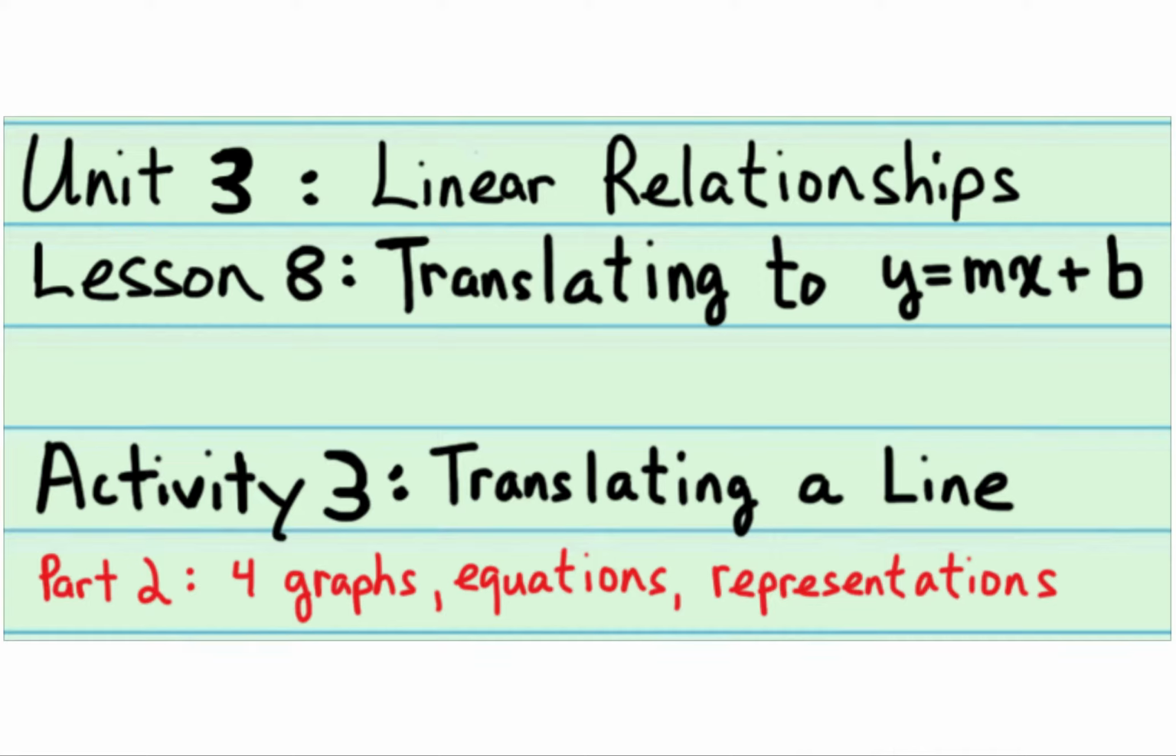This is activity 3, translating a line. This is part 2. I decided to divide this activity up into 4 parts because there is a substantial amount of material that students have to understand or think about when going through this activity. So this second part is on 4 graphs, equations, and representations.